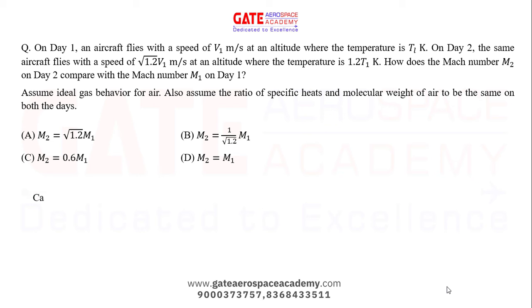So for case 1, we have velocity V1, temperature T1, and Mach number we can write M1 is equal to V1 by A1, that is V1 upon under root gamma R T1. Right? This is the Mach number for case 1. Now for case 2, V2 is under root of 1.2 times V1 and T2 is 1.2 times T1.